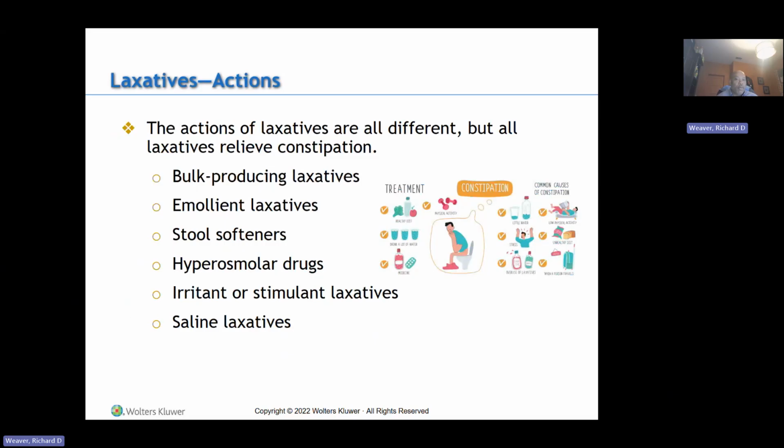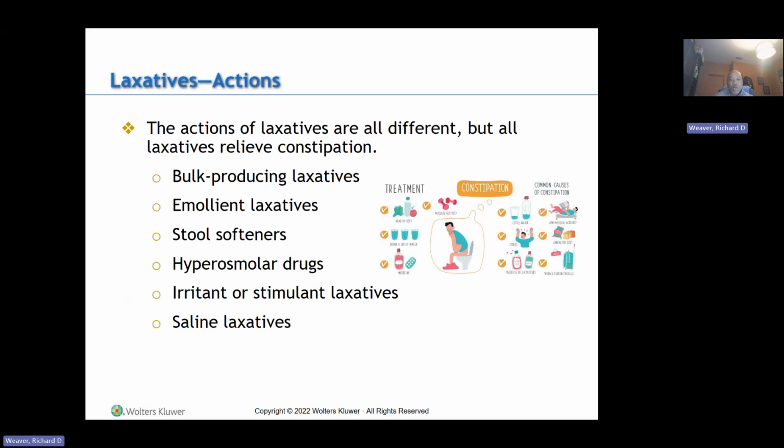Now, stool softeners promote water retention in the fecal mass, that feces within the colon. Those stool softeners allow water to be retained within the feces itself. And of course, this leads to a softer stool. Now, one difference between emollient laxatives and stool softeners is that the emollient laxatives do not promote retention of water in the stools, right? It just lubricates the walls of the intestine. Now, examples of stool softeners include docusate, Colace.